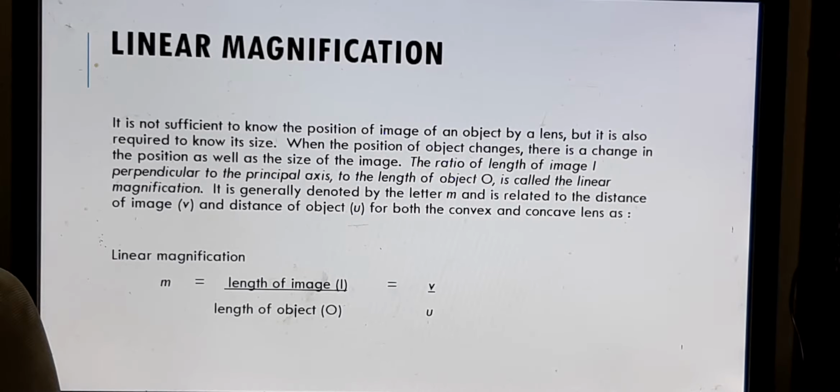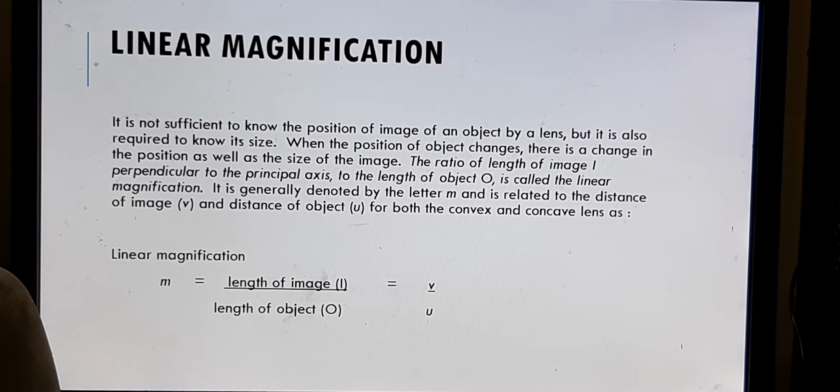Then linear magnification. Okay, we know what is the meaning of magnification. Magnification means how many times the image has been enlarged as compared to the object. So if we know the length of the object and the length of the image, when we divide the length of the image by the length of the object, we get a factor which is known as linear magnification. Like, suppose the length of the object is 2 centimeter, but the length of the image is 10 centimeter.